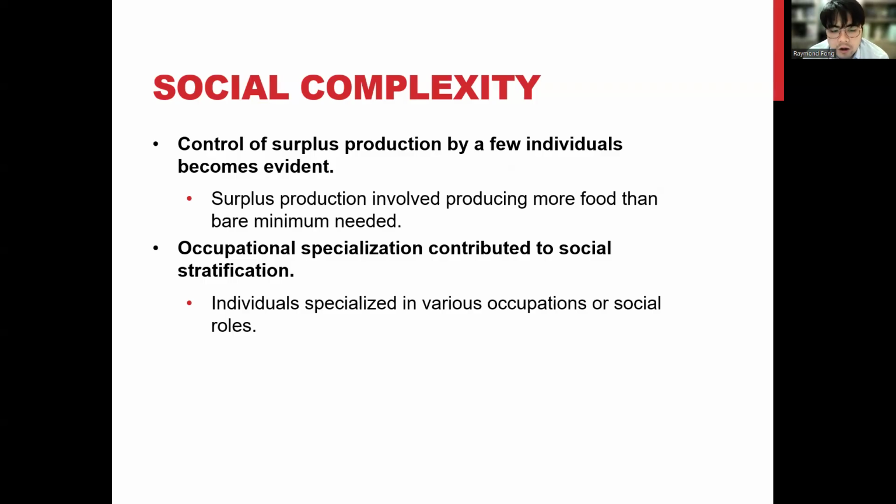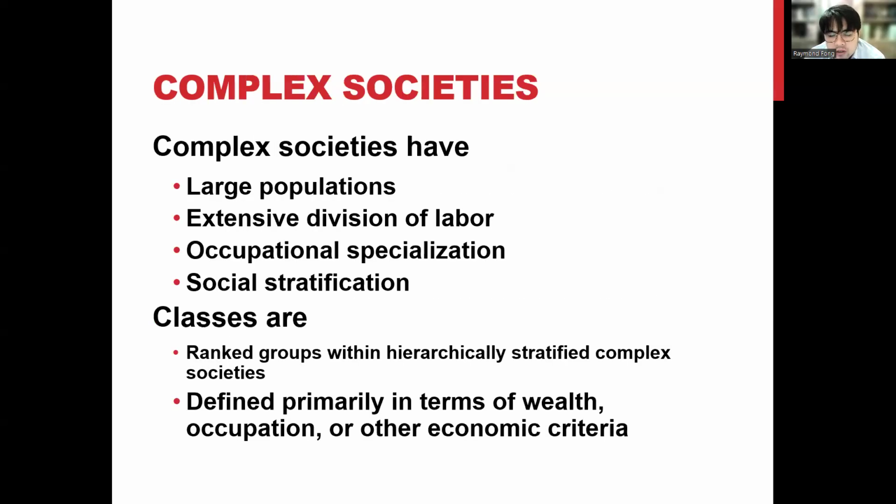Okay. Again, occupational specialization is when individuals specialize in various occupational social roles, right? And the reason it says occupation is because it's not only a job. If you are a royal member of whatever family is leading the group, then you could also consider yourself to have a special occupation. Okay, great. So complex societies have large populations, extensive division of labor, occupational specialization, and social stratification.